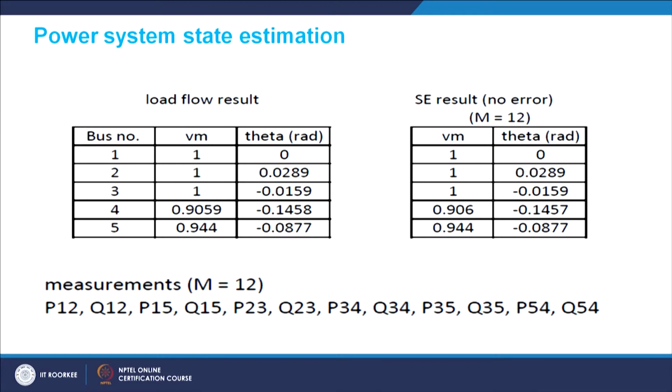So if we take these 12 ideal measurements computed from these results and then back calculate all these voltage magnitudes and angles, we get almost identical results. So we can see that when we take the ideal measurement, that is the true value of the measurement, the state estimation result gives exactly this load flow result.